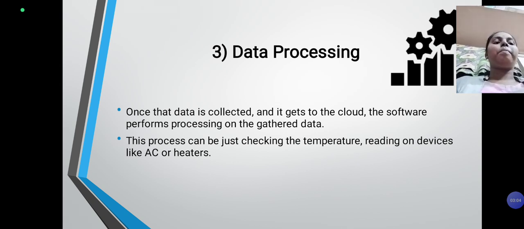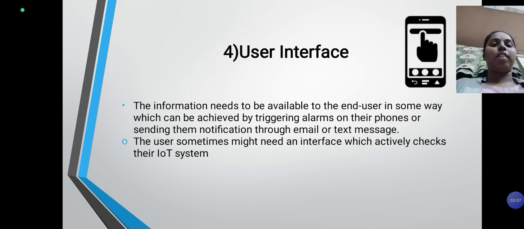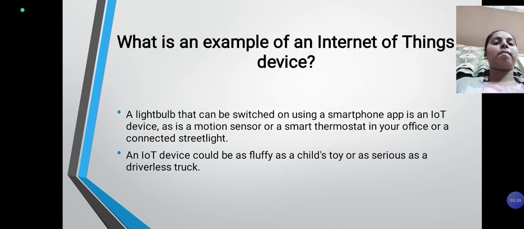User interface. The information needs to be available to the end user in some way, which can be achieved by triggering alarms on their phones or sending them notifications through email or text messages. The user sometimes might need an interface which actively checks their IoT system. So between the user and the IoT system, an interface is required.